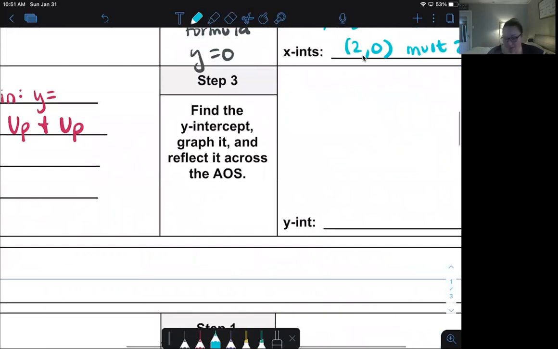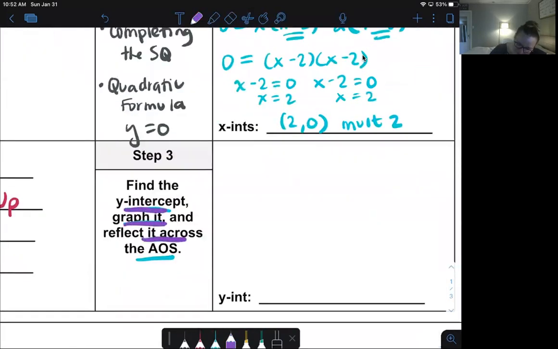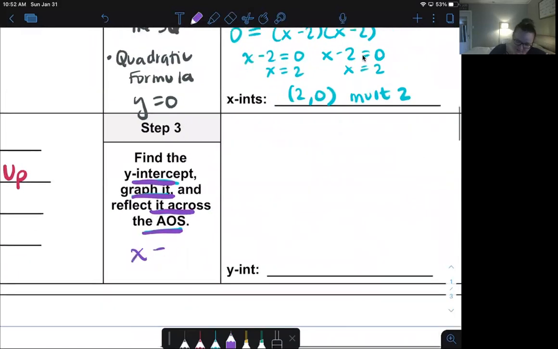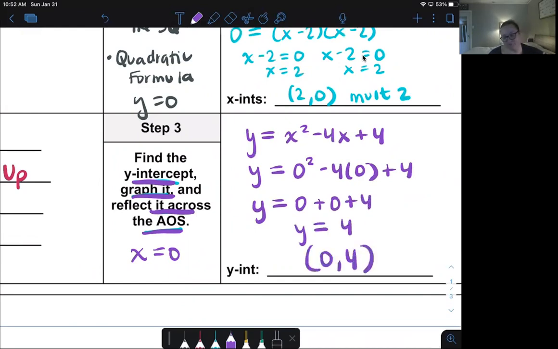All right. Step 3, find the y-intercept, graph it, and then reflect it across the axis of symmetry. So this step has like 3 steps in it. Let's see, we did pink, blue, let's do purple for the y-intercept. So when I graph my y-intercept, I always use x equals 0. So y equals x squared minus 4x plus 4. All we have to do to find a y-intercept is plug in 0 for x. And we get 0 squared is 0, negative 4 times 0 is 0, and plus 4, which is just 4. Our y-intercept is the point 0, 4.